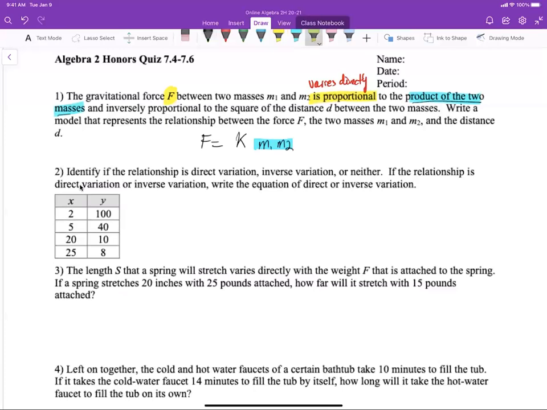And inversely proportional, that is the same as varies inversely, okay? And that will be over the square of the distance d, d squared. So there's your answer.